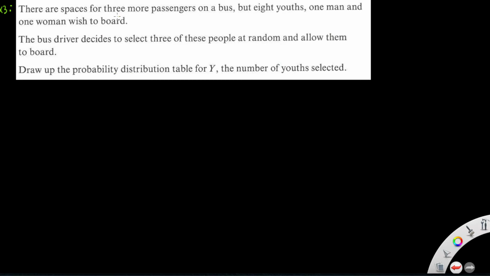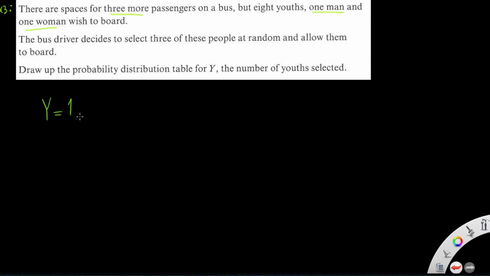As there are just 3 more spaces, the driver should choose 3 passengers. But why can't Y take these values? As you have just one man and one woman, if you choose both man and woman, you have to choose one more passenger from these youth, so Y will be 1.